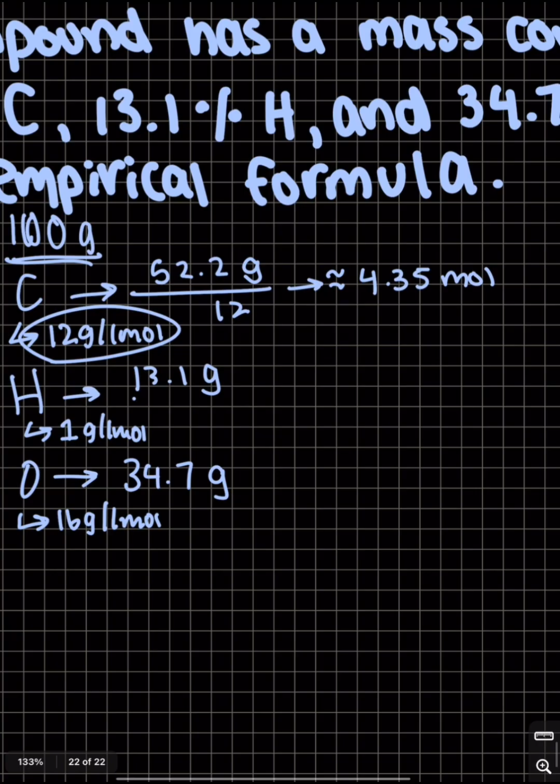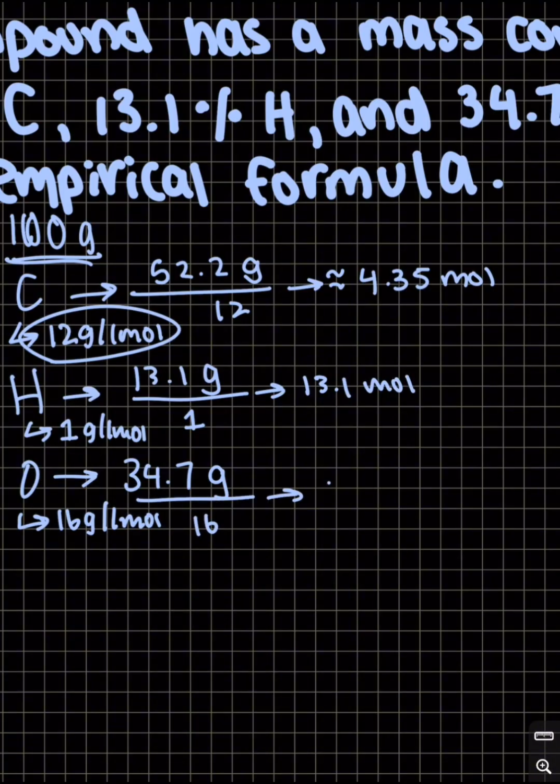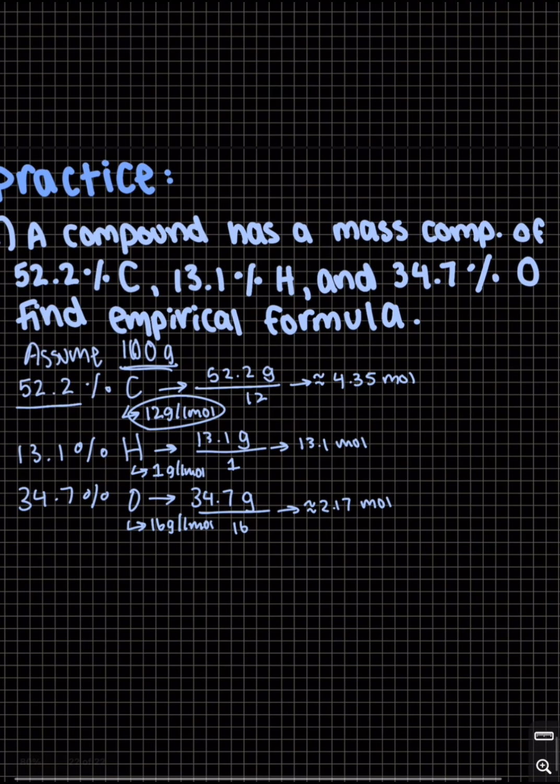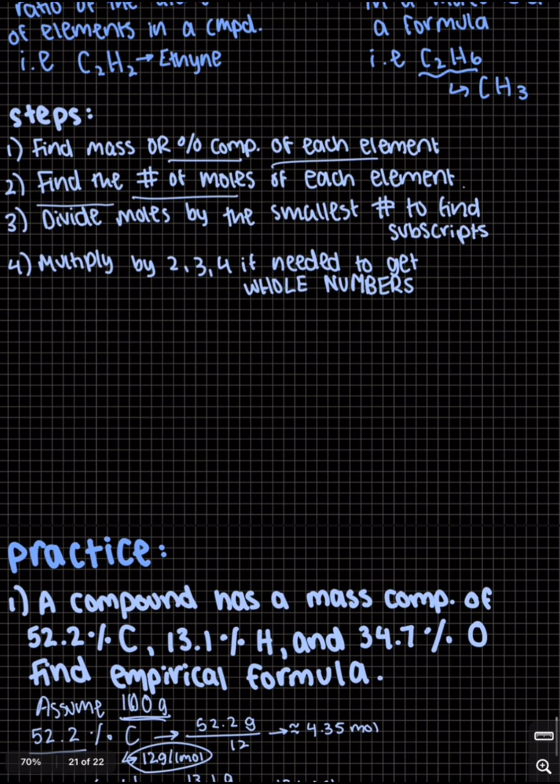And then let's do the same math for hydrogen. I'm going to do 13.1 divided by 1, which is just 13.1 moles. And then for 34.7, I'm going to divide this by 16, and you get approximately 2.17 moles. Okay, my step 2 is now complete.